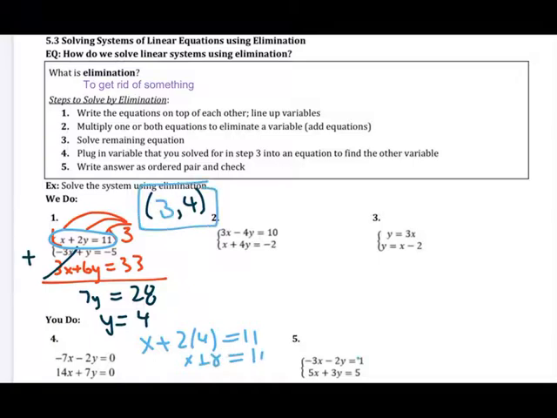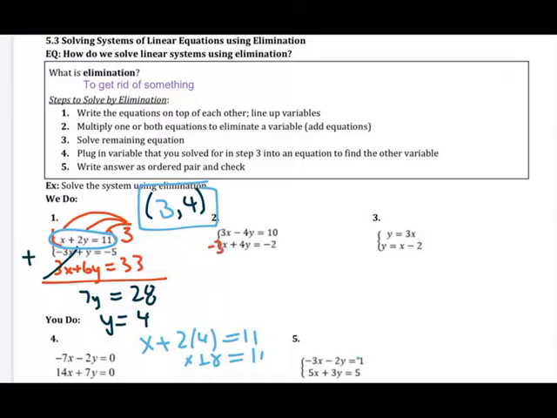And there I have my point. So if we look at number 2, we're going to start by asking ourselves the first question: is everything lined up? Yes, everything is lined up. The second question we're going to ask ourselves is, how could I eliminate a variable? So thinking through this, there's a couple ways I could eliminate a variable.